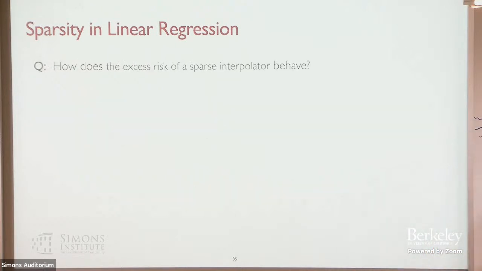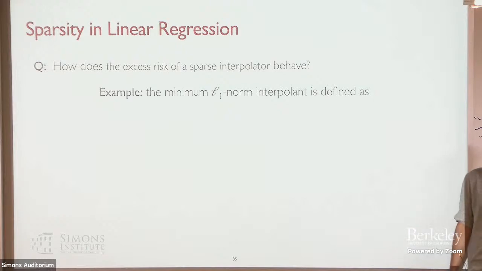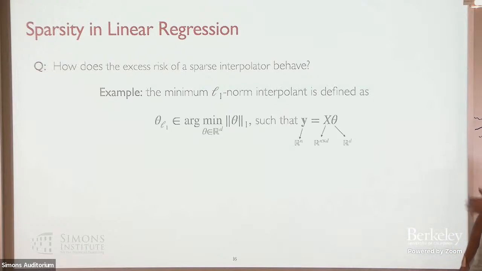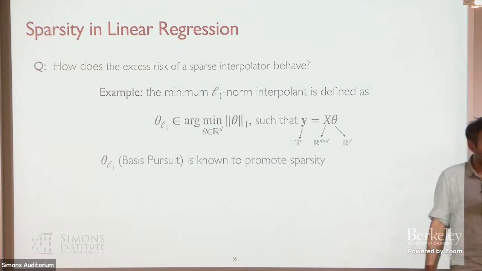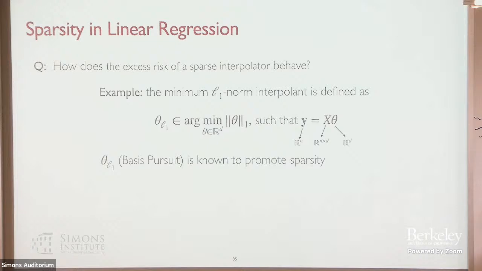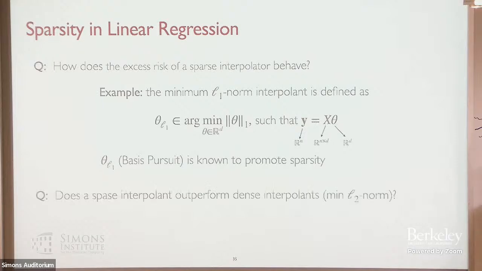So how are we going to do this? We want to ask, how does the excess risk of a sparse interpolator behave? A canonical sparse interpolator to keep in mind is the minimum L1 norm interpolant. You minimize the L1 norm subject to fitting the data. This is also called basis pursuit, and as Nati briefly talked about in the tutorial, this is known to promote sparsity, and there's decades of literature on this. So that's a canonical sparse interpolator to keep in mind.